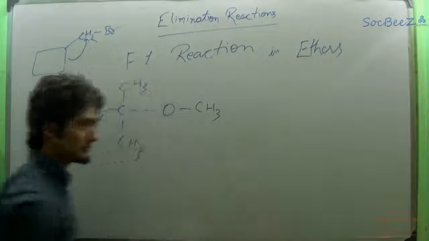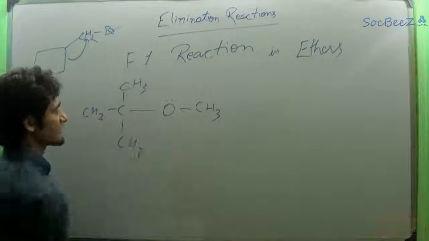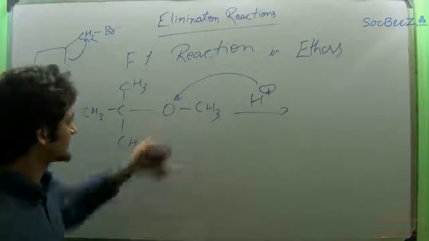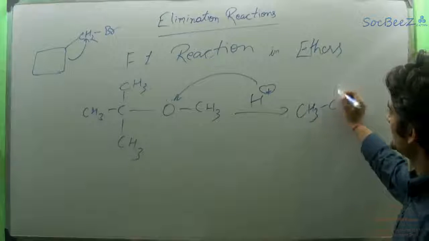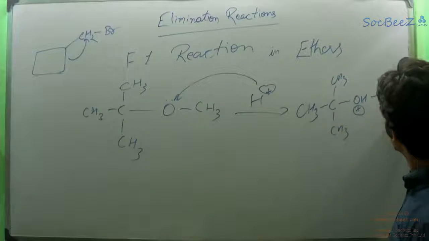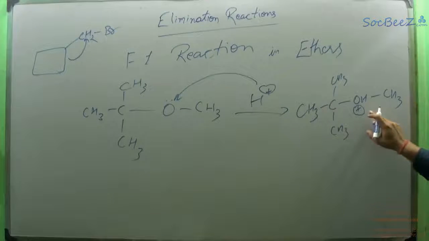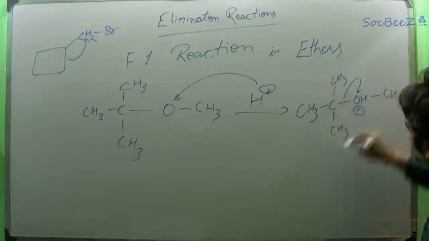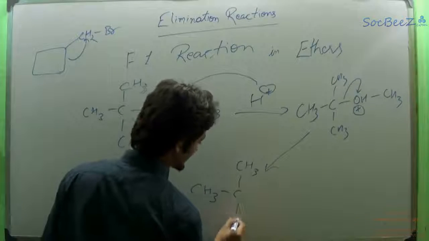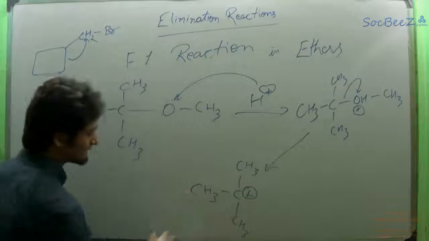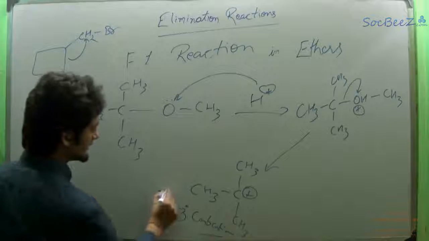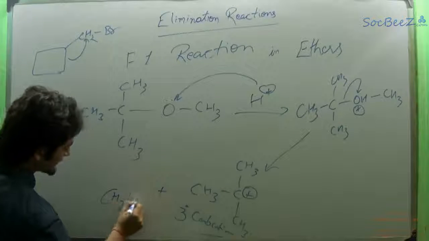Let's say this is our ether molecule. First, these lone pairs are basic. If an acid is given in the medium, it will immediately attack. An OH plus group is formed. Now, it has 2 possibilities. 1, this bond breaks, giving CH3 plus this carbocation, which is a 3 degree carbocation, very stable, and the molecule formed with it is CH3OH.